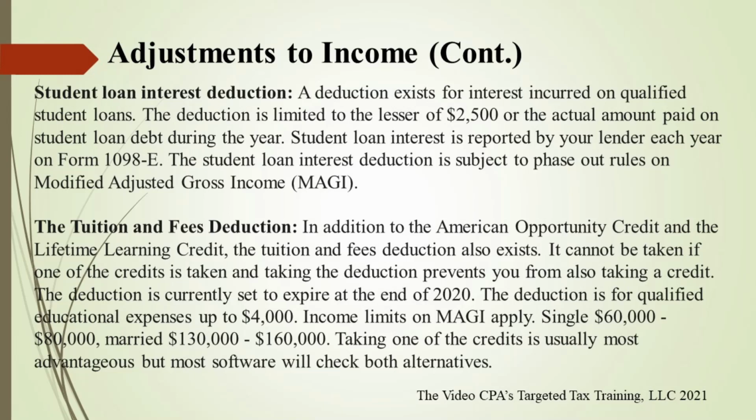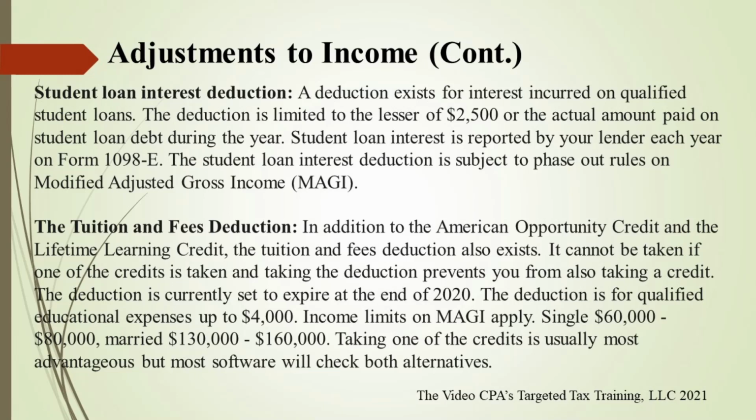So it's a pretty easy deduction, but it is done here in the adjustments to income area, and you do get a report on it. So there's not a lot you have to do. You do get that report, but it is subject to phase-out rules again. So you need to check on the modified adjusted gross income, and look at the phase-out rules on that.